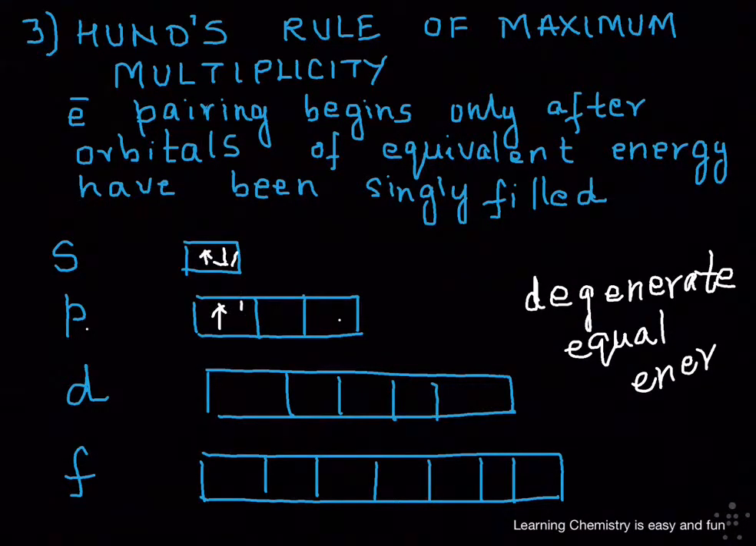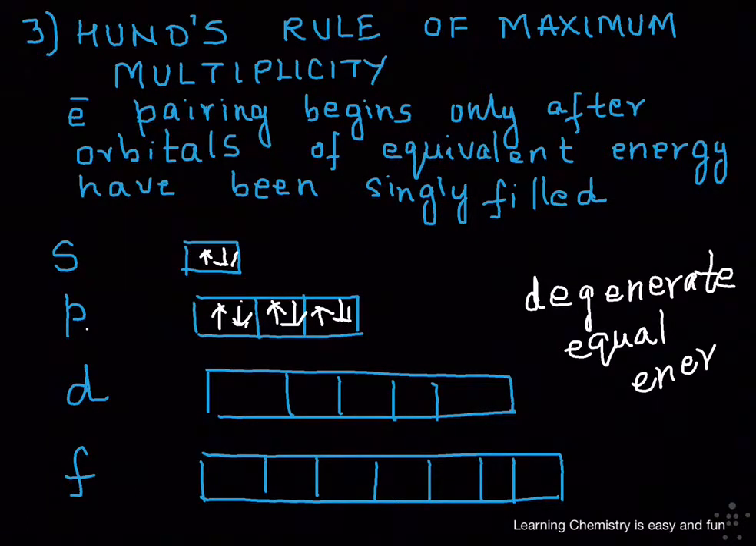When I have to write the electronic configuration or put the electrons, we are not going to put it like this. The second electron will not go into this box till the other boxes have had one electron each. So, according to Hund's rule, the electrons will first go into each of these orbitals singly and then pairing. So, if we have to enter a 4th electron, this is how it will enter. A 5th electron, a 6th electron.